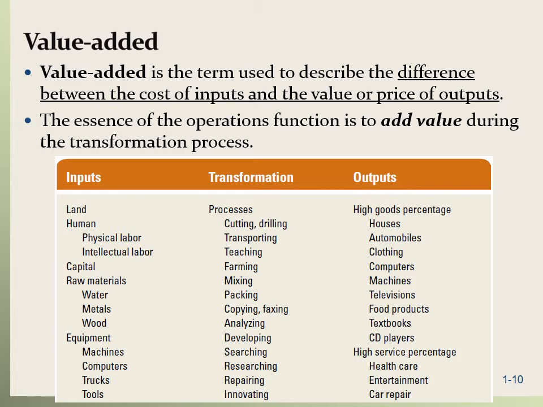The output can be goods or it can be services. Goods such as houses, automobiles, clothing, computers, machines, mobile phones, etc. And services such as healthcare, entertainment, car repair, car service, education, etc.